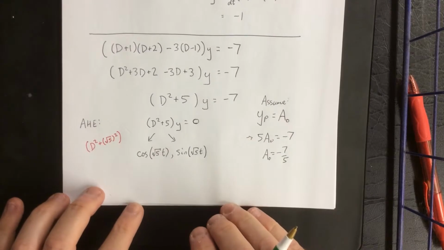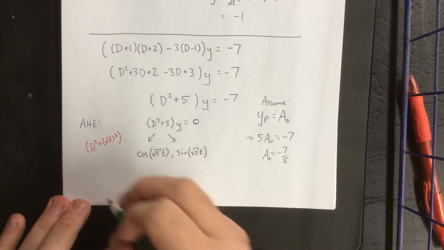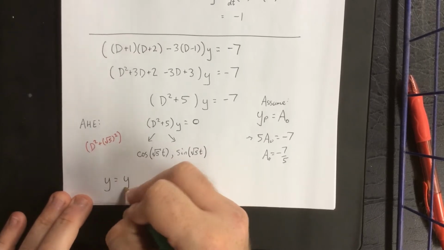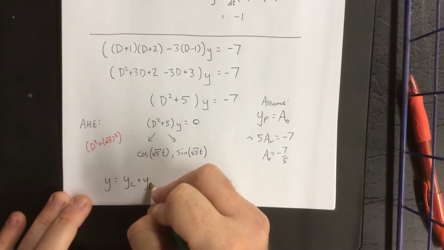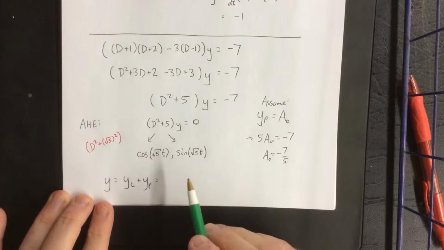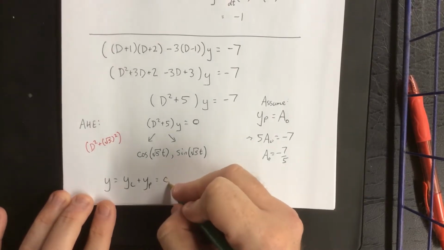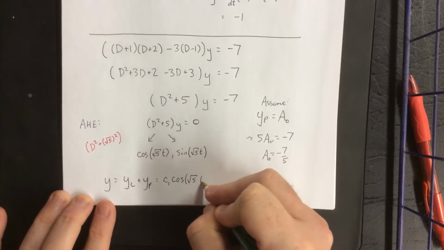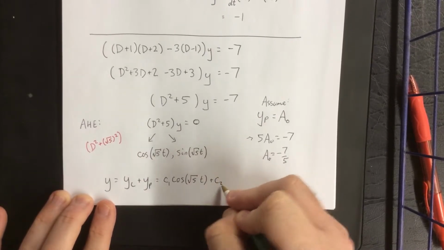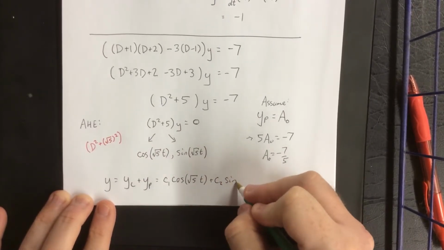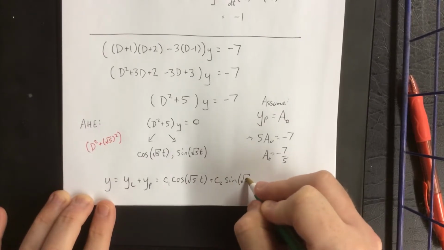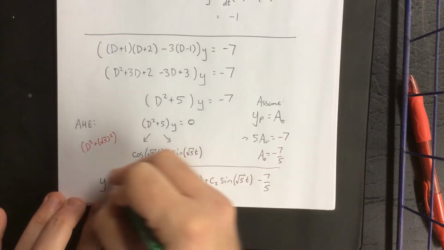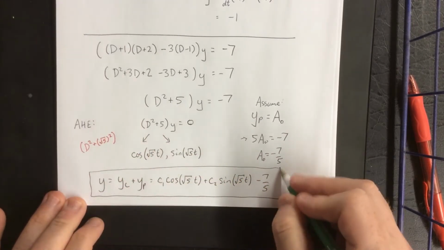When we put those two things together, the complementary solution plus the particular solution, for the complementary solution, that would be c1 times the cosine of the square root of 5 t plus c2 times the sine of the square root of 5 times t, minus 7/5. That's what we'll get for our y.